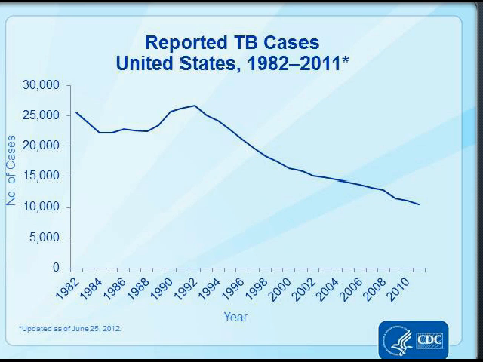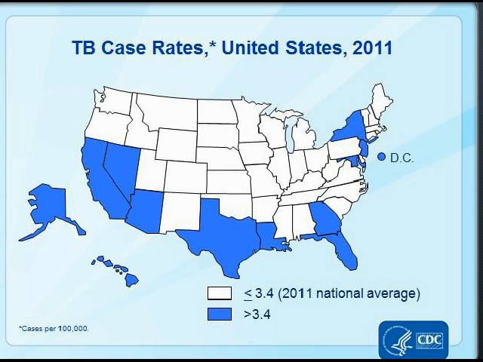So that's the time point where HIV began and before we had effective therapy, when TB rates went back up again, but now they've been going down consistently and hopefully will continue to go down. This is a map of the U.S. that looks at the national average, per 100,000 people. The average is 3.4 per 100,000 people. And so the blue states are those that are higher than the national average, and the white states are those that are lower than the national average.